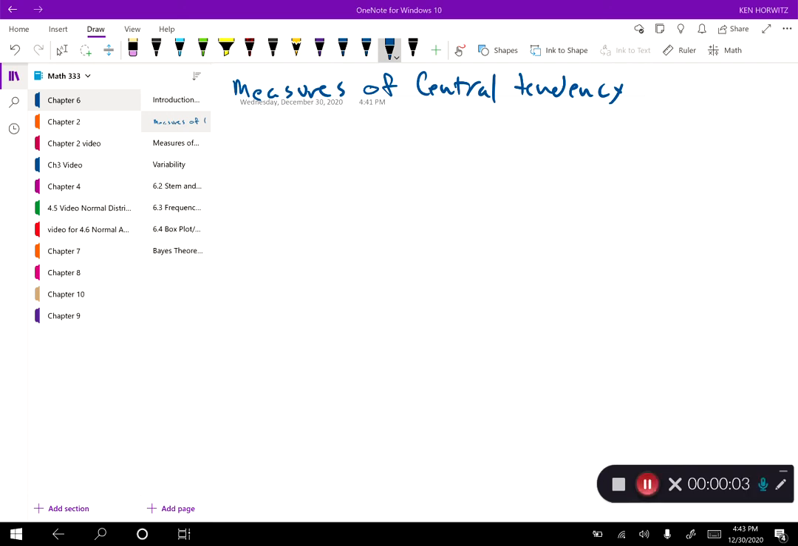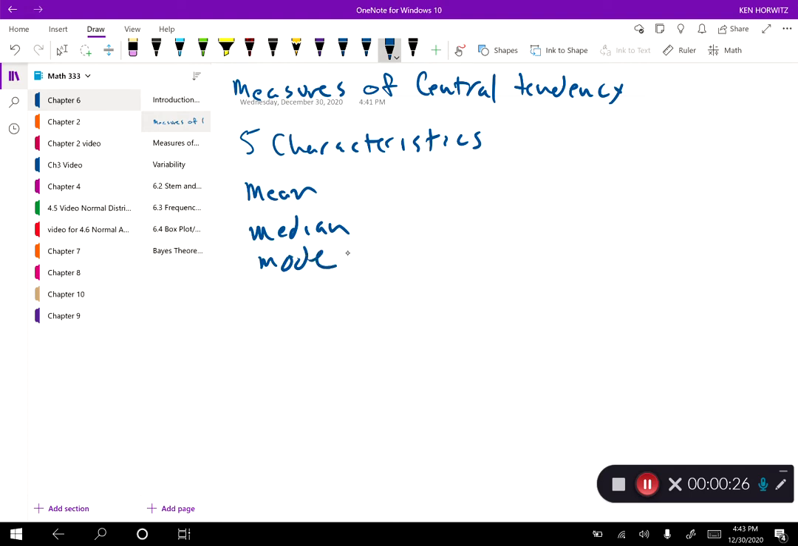Welcome back, everybody. There are 5 characteristics that we can use to describe data. Those 5 characteristics are mean, median, mode, standard deviation, and variance.